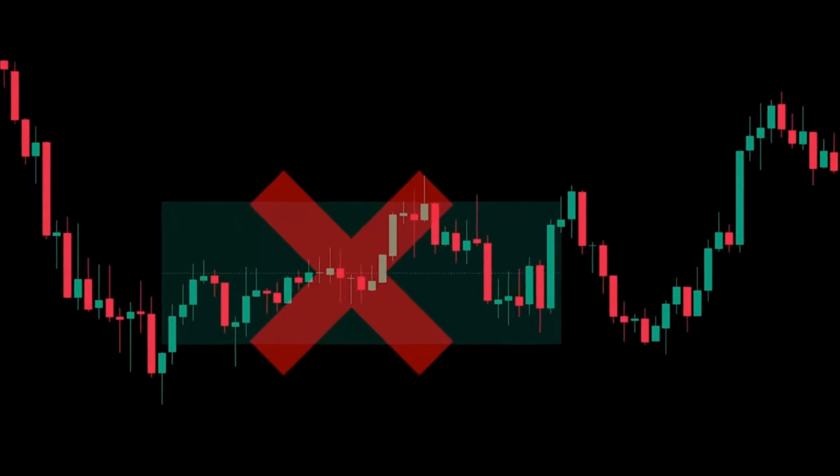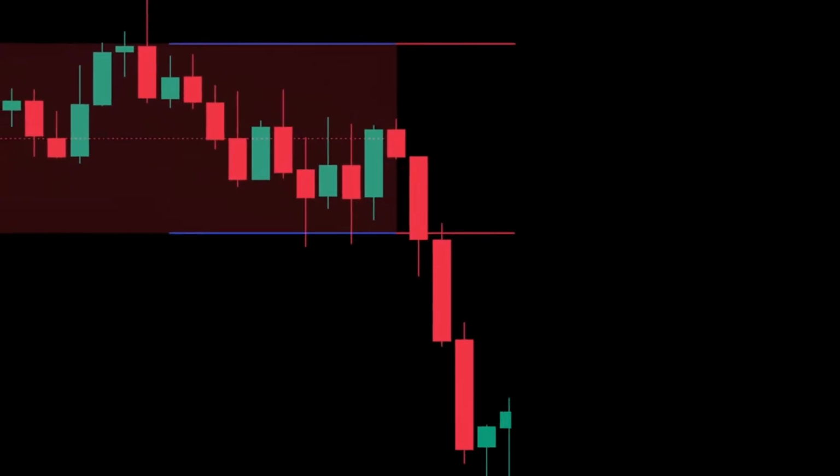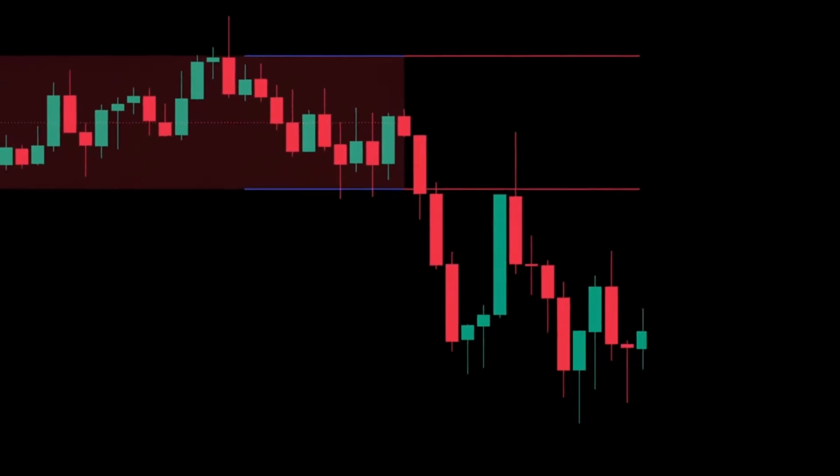And it doesn't just reveal consolidation zones. It maps them out for you in real time. Flags breakouts the moment they happen, giving you a serious edge while others are still guessing. Let's get into it.